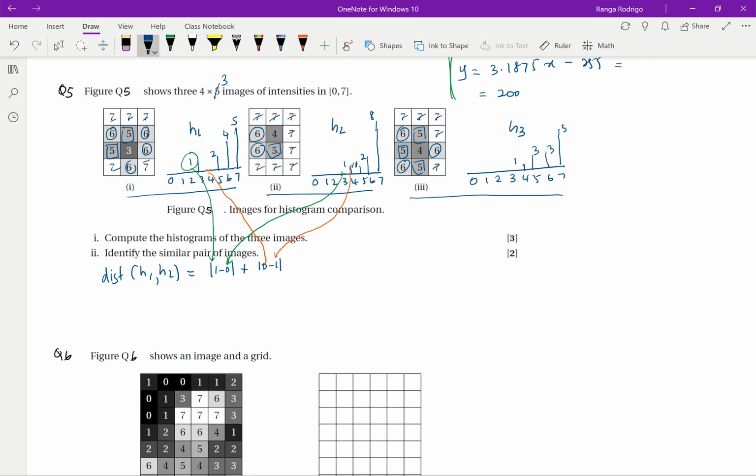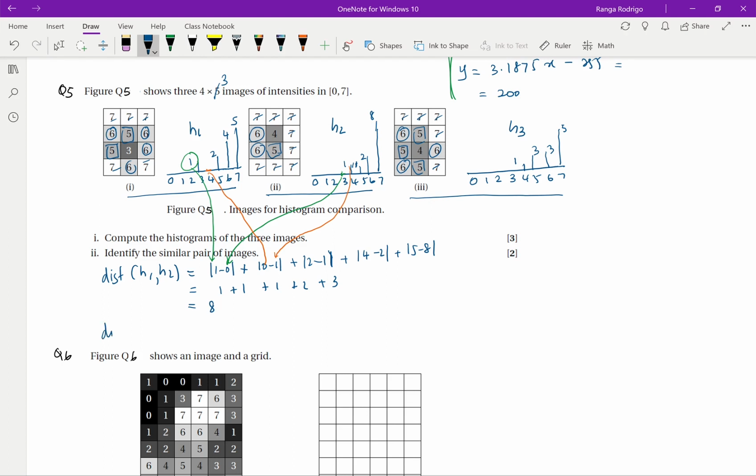Then at 5 there's a 2 here. I write all the values which are there, otherwise you don't have to write. If both are 0, distance is 0. Plus at 6 you have 4 and 2. At 7 you have 5 and 8. So 1 plus 1 plus 1 plus 2 plus 3, so you will have 8. That is the distance between histogram 1 and 2.